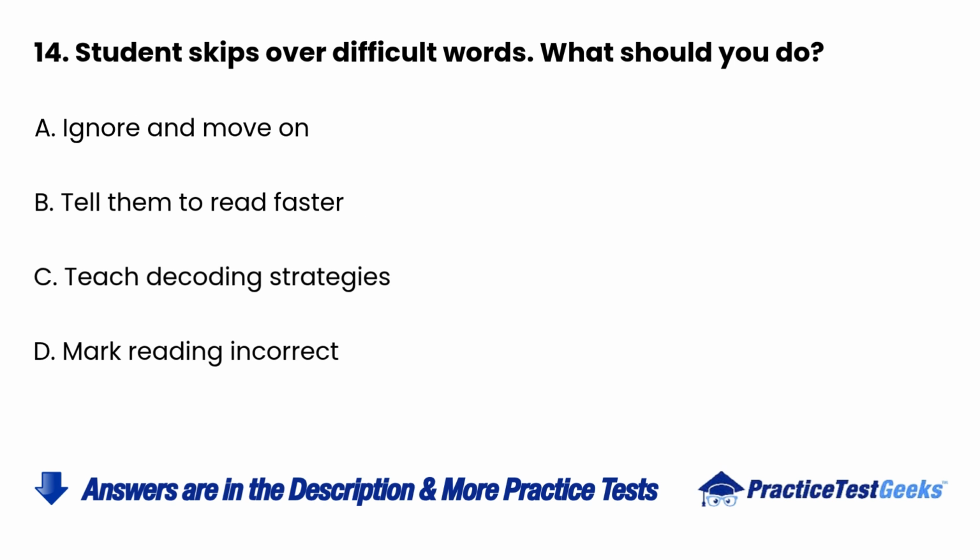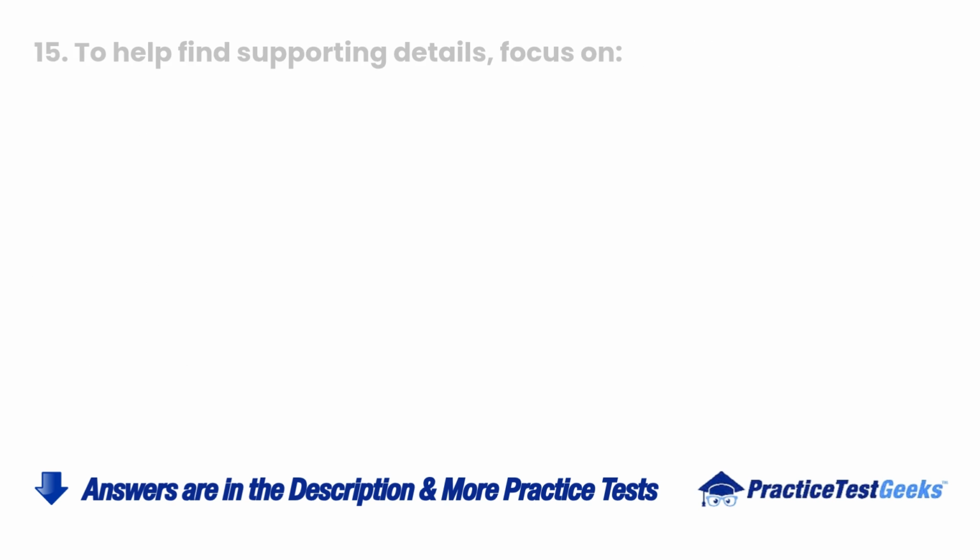14. Student skips over difficult words. What should you do? A. Ignore and move on. B. Tell them to read faster. C. Teach decoding strategies. D. Mark reading incorrect.